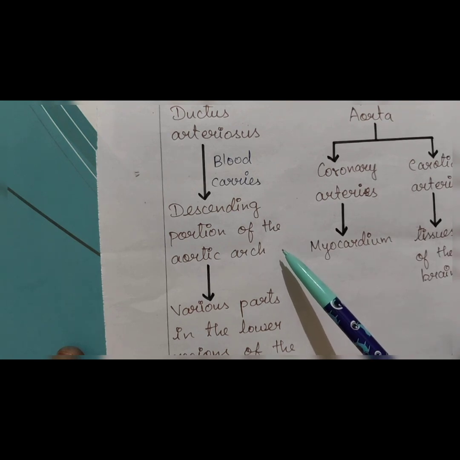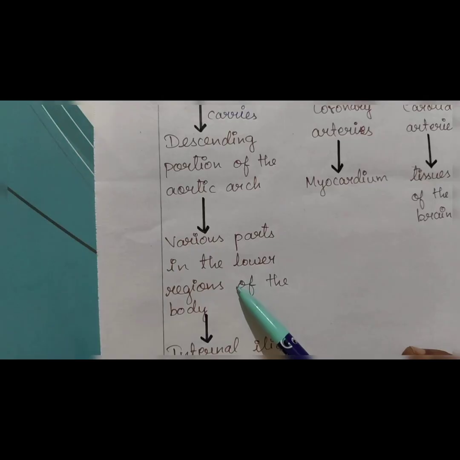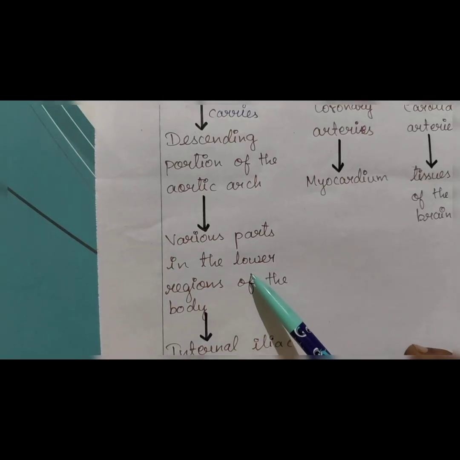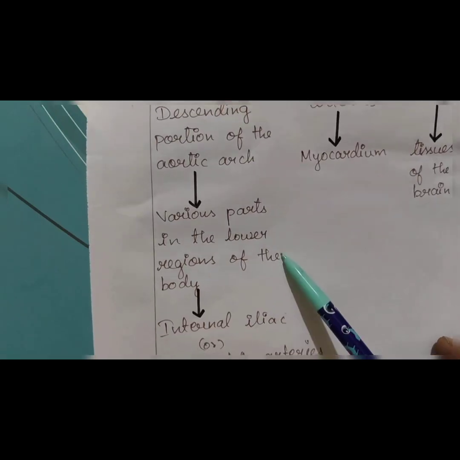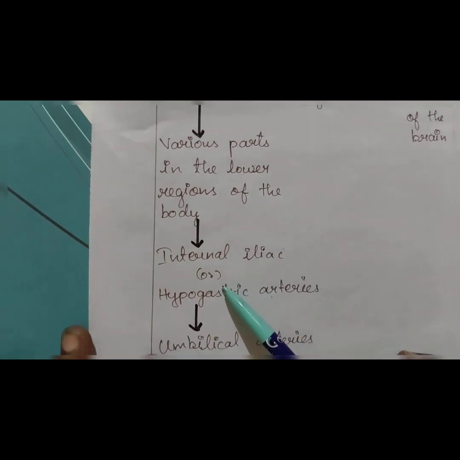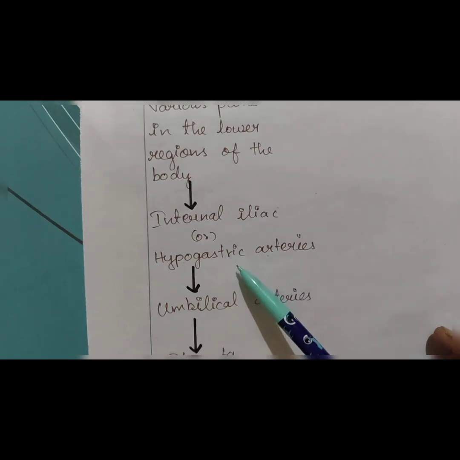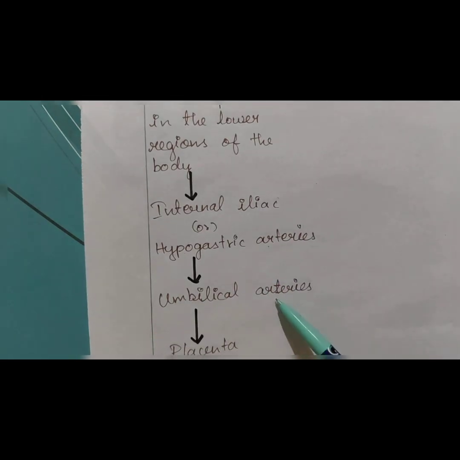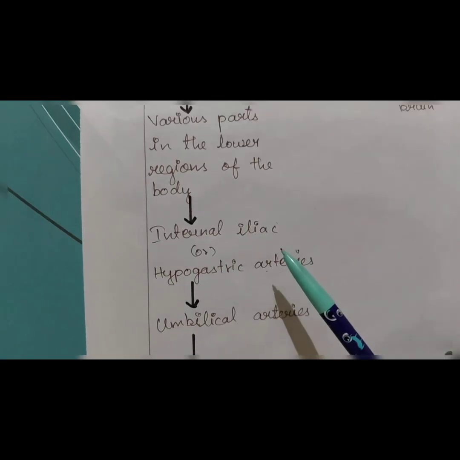The blood is supplied all over the body and to various parts in the lower region of the body. Then it enters the internal iliac or hypogastric arteries, then the umbilical arteries, and then it reaches the placenta. So this is the circulation.